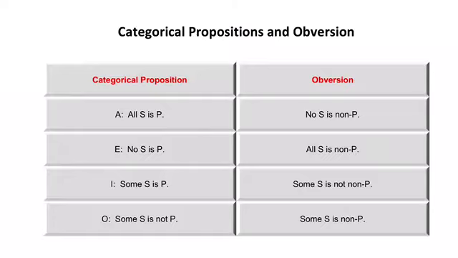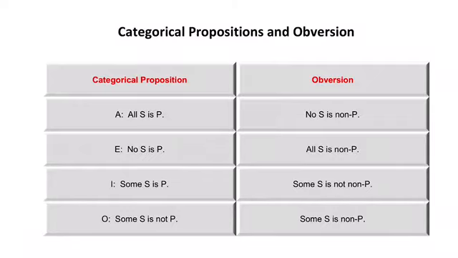No S is P, that's the E proposition. Okay, so again, we're keeping it universal, but we're flipping it over to affirmative now, and we say all S is non-P. All right, non-P is the complement, we say, of P. I, some S is P, becomes some S is not non-P. I know that sounds really, really strange, but notice we've changed from positive to negative, from is to is not. Then we've changed P to its complement, which is non-P.